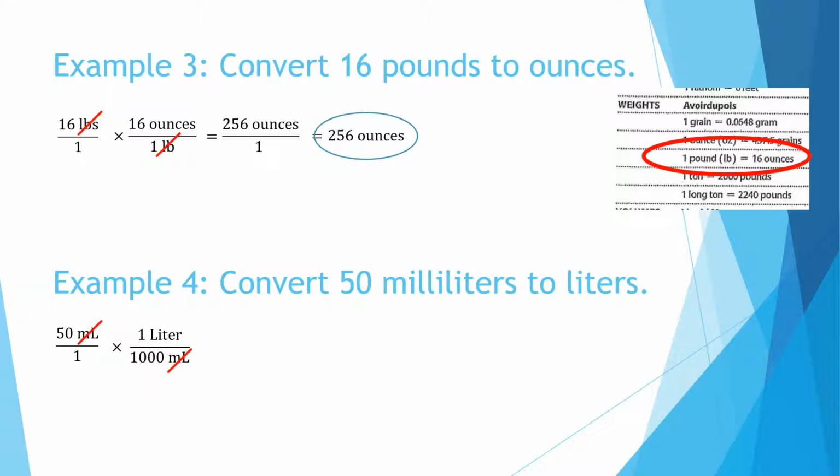Now that I'm in liters, I don't need to convert any further. I just need to multiply across the top and multiply across the bottom. So 50 times 1 is 50. 1 times 1,000 is 1,000. And so I just need to divide 50 divided by 1,000. That gives me 0.05 liters. So 50 milliliters is the same thing as 0.05 liters.